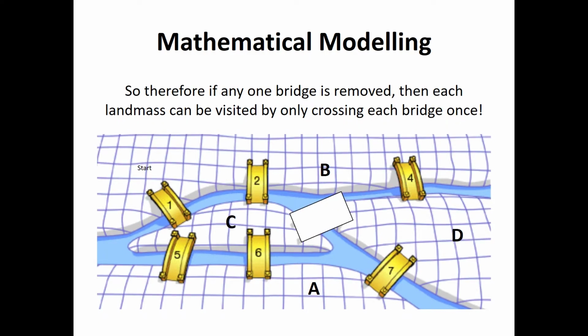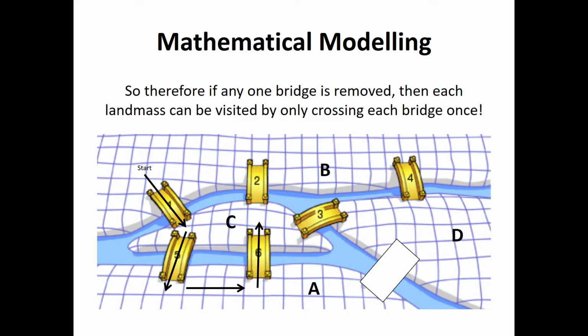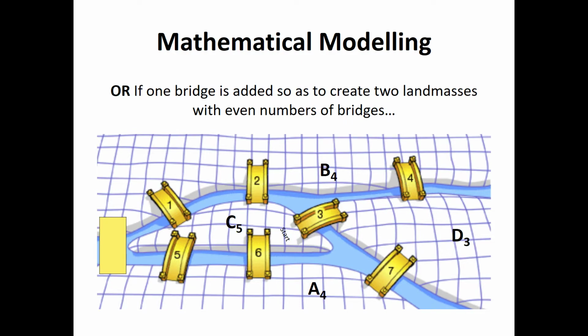So this is a further representation of what's just occurred from that simplified form, where if we look at this, we can solve this puzzle now just by removing one of those bridges. And it doesn't necessarily have to be that bridge in particular, it can be any bridge really. The other thing to note is that if one bridge is added as well, as long as there are only 2 or 0 land masses with odd numbers, then the puzzle can be solved.